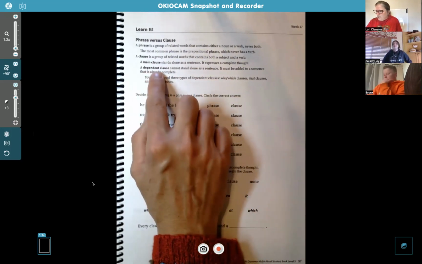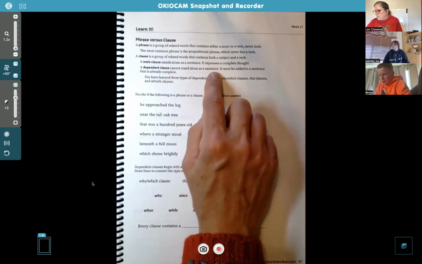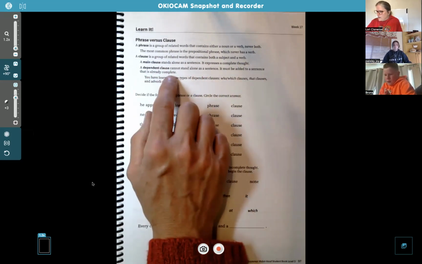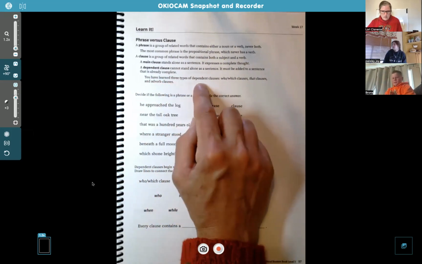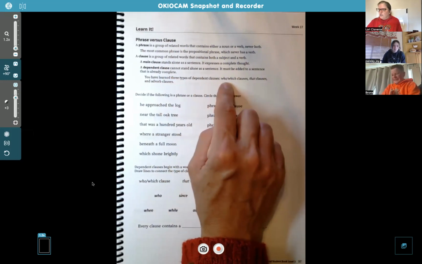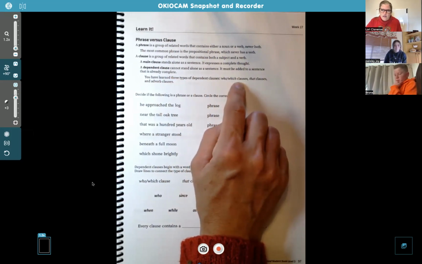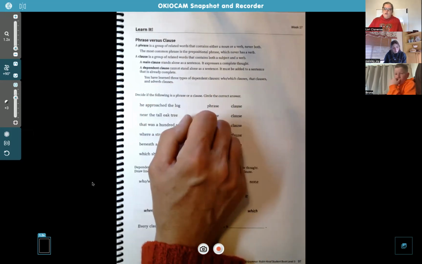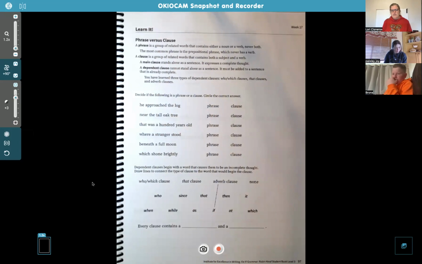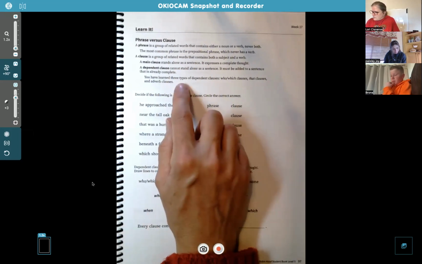And then a dependent clause cannot stand alone as a sentence. It must be added to a sentence that is already complete. And here are a couple examples of those. You learned three types so far of the dependent clauses. Who, which, we're super familiar with that. We label it in our grammar book and we use it in our writing. That clauses and adverb clause. So those are the three types of dependent clauses where you can remove those and the sentence is still complete without those. So that's why they're dependent on the rest of the sentence.